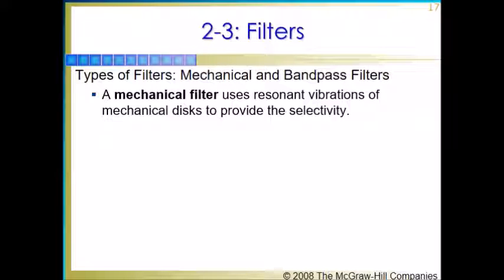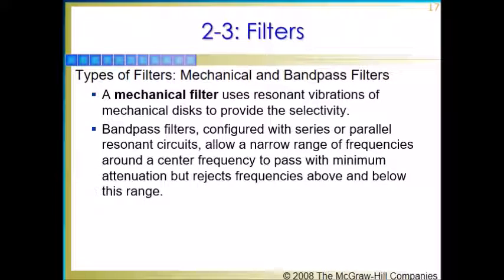Mechanical filters are designed to work in the 200 to 500 kHz range and have very high Qs. Their performance is comparable to that of crystal filters. Bandpass filters, configured with series or parallel resonant circuits, allow a narrow range of frequencies around a center frequency to pass with minimum attenuation but reject frequencies above and below this range.